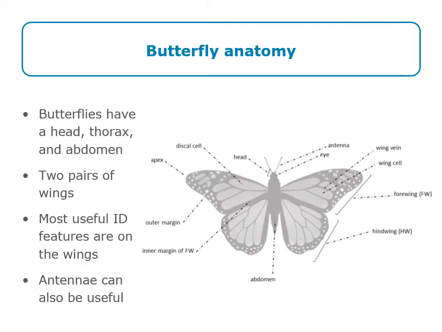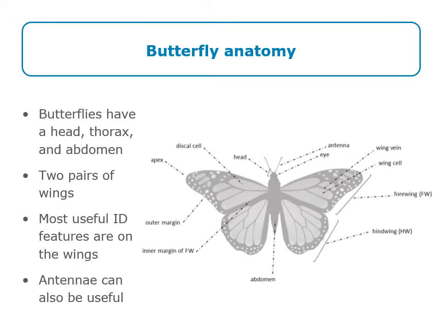So like all insects, butterflies have 3 body parts. They have a head, a thorax, and an abdomen. They also have 2 pairs of wings: the forewings, those are the ones closest to the head, and the hind wings, that's the second pair. And you'll find that most of the useful identification features are on the wings, so that will often be what people are referring to, although occasionally they refer to antennae or the general size of the butterfly.